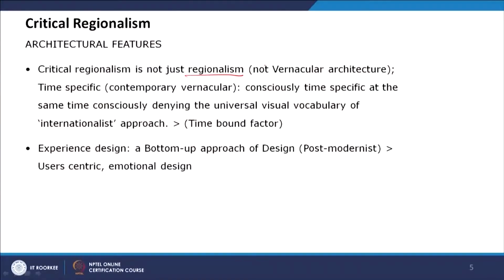Now, critical regionalism is not just regionalism. Regionalism is vernacular, but this is not vernacular architecture. It will take vernacular architecture as a mood board and visual board, and then change the vernacular architecture into the context of postmodern architecture. That is why the time factor is coming.